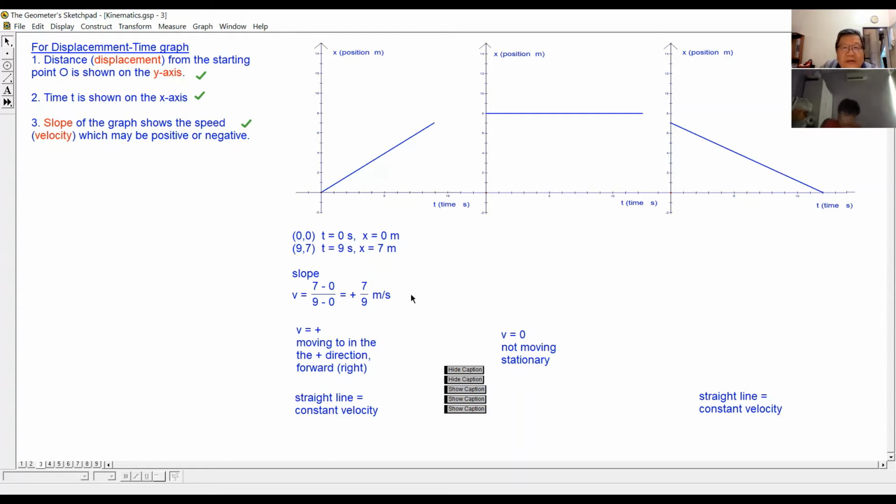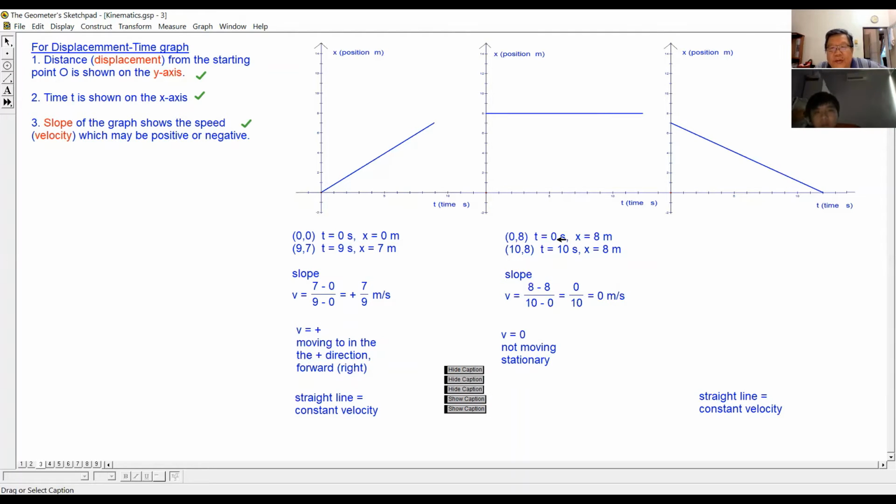Any questions so far? No, sir. But what I've said here only applies to this displacement time graph. If it is another type of graph, then this thing is not valid anymore. Now you have to check whether it's displacement time graph or velocity time graph. Okay, next one. I pick 2 points from this horizontal straight line.